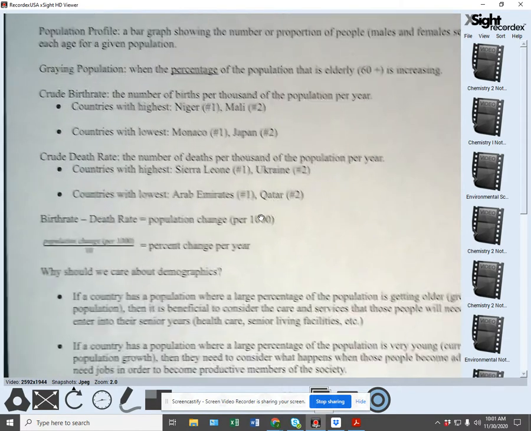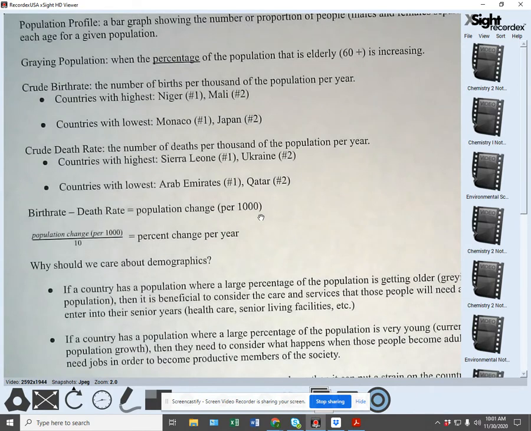All right. How is population change calculated? Not necessarily the population growth, although in a way it sort of is population growth. It's the birth rate minus the death rate. That's the overall population change per 1,000 per year. And then if you want it as a percentage change, you take your population change per 1,000, divide it by 10, and that would give you the percent change per year.